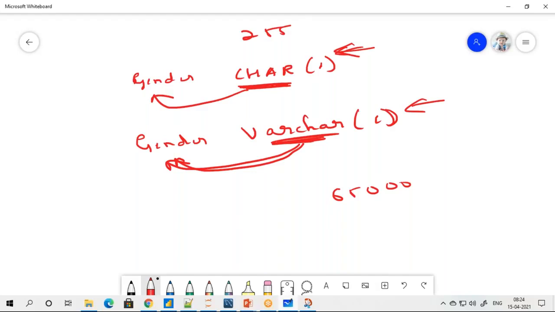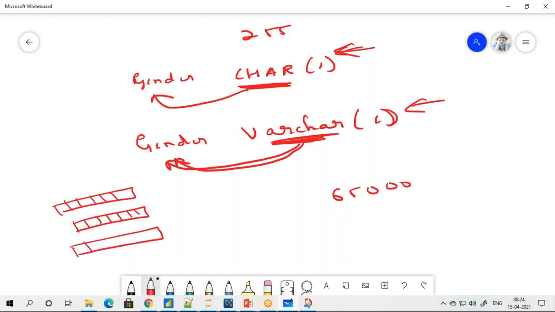See, there is a memory allocation which happens with respect to each and every variable. It's all a data structure concept. Each variable will have a different memory location. For CHAR, the memory allocation will be 255 characters. For VARCHAR, it will be 65,000 characters. This is the memory allocation given to each and every variable.